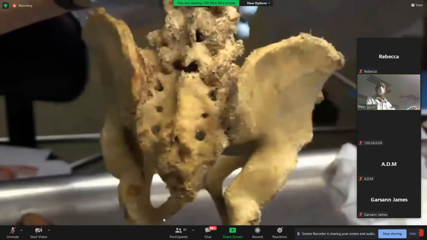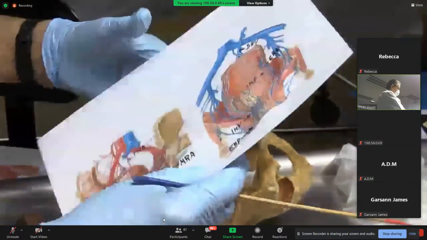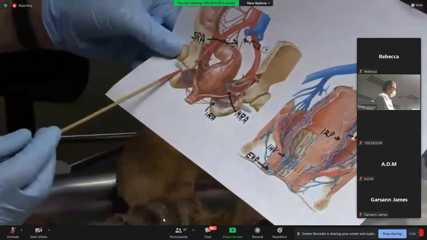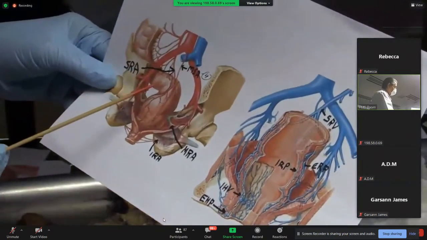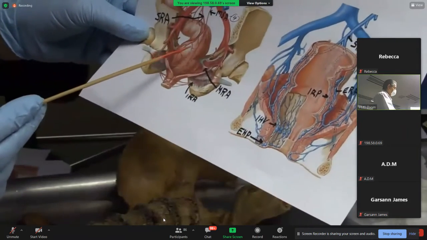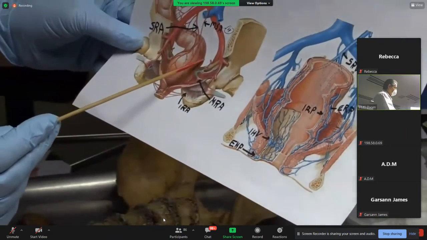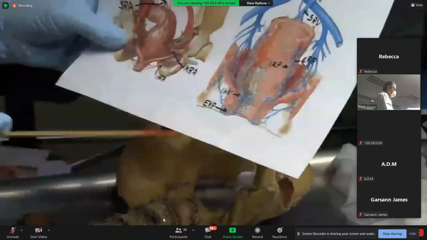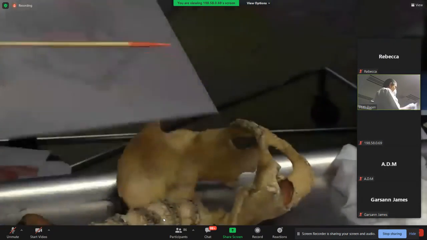We remove the back of the sacrum, so we look at the rectum. Here's the superior rectal artery. It divides into a right branch and a left branch. The right branch subdivides into anterior and posterior, and you can find that very important when it comes down on top of the vascular cushion.